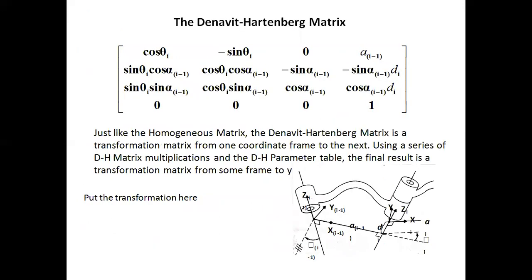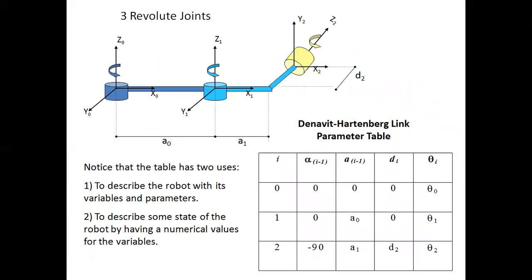Now the Denavit-Hartenberg matrix has cos theta i, minus sin theta i, 0, a(i-1), sin theta i cos alpha(i-1), cos theta i cos alpha(i-1), and so on. Just like the homogeneous matrix, the DH matrix is a transformation matrix from one coordinate frame to the next. Using a series of DH matrix multiplications in the DH parameter table method, the final result is a transformation matrix from one frame to another.